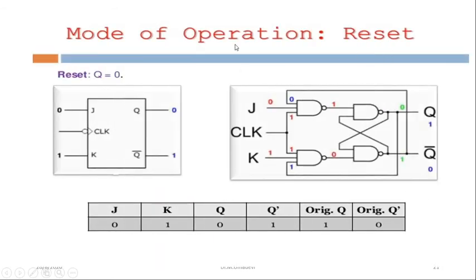Next, the mode of operation for reset. Reset means J is equal to 0, K is equal to 1, Q is equal to 0. The output will be 0. Output 0 means Q bar will automatically be 1, and this circuit explains the function of the reset operation. So J is equal to 0, K is equal to 1, output is equal to 0, then Q dash. Then after feedback, your original Q and Q dash will be 1 and 0.